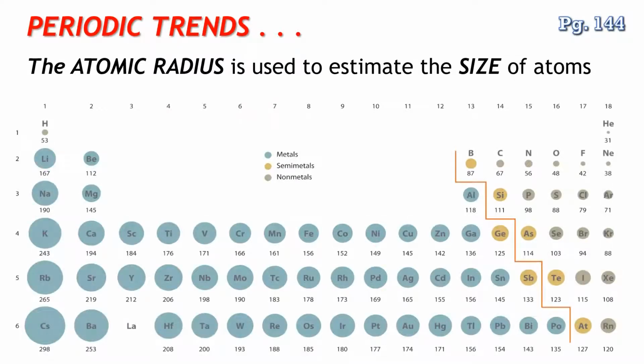Here we have a picture of a periodic table where we have circles representing different elements in terms of their size. And so the metals are shown in a kind of blue color, and the semi-metals that cluster around the stair-step line are shown in gold. And then in gray, to the far right, we have the non-metals.